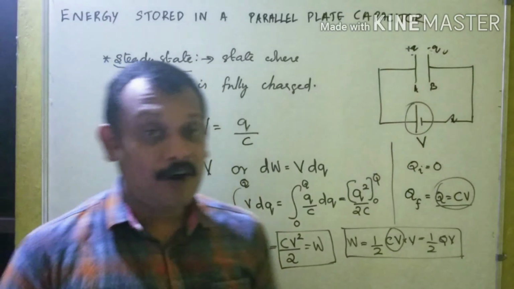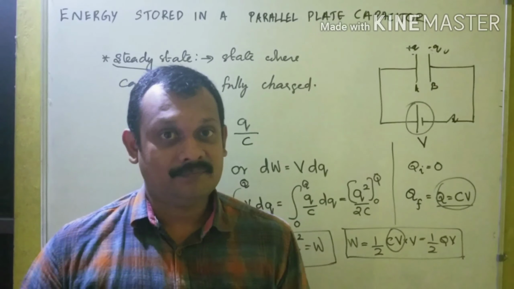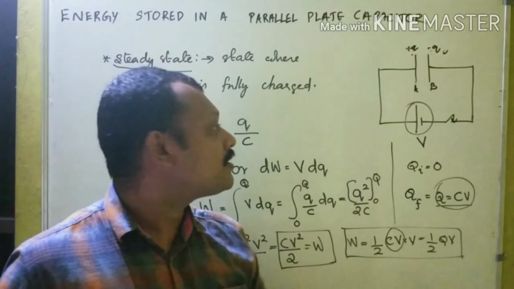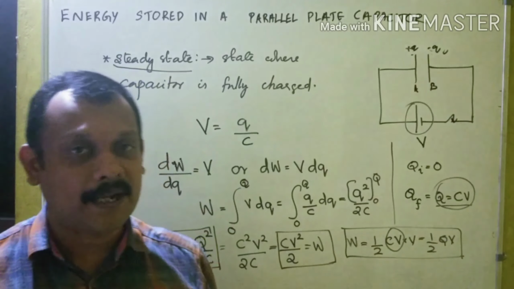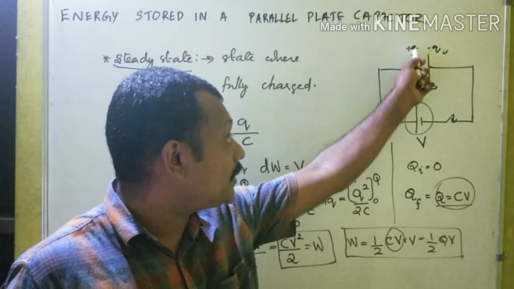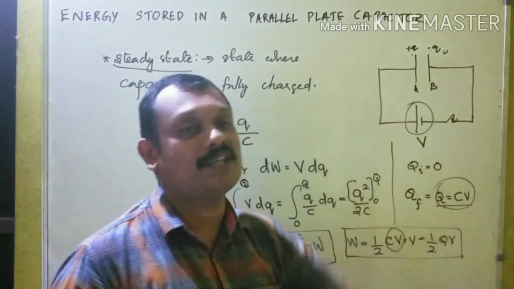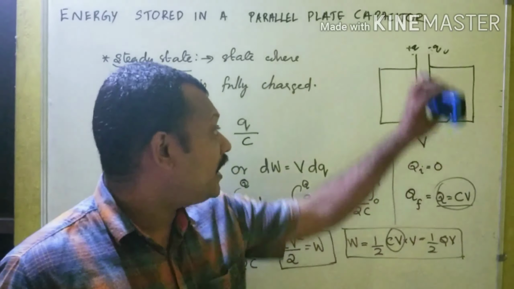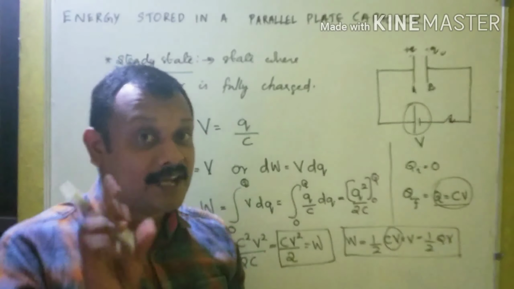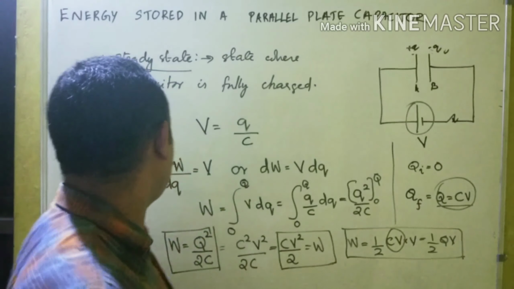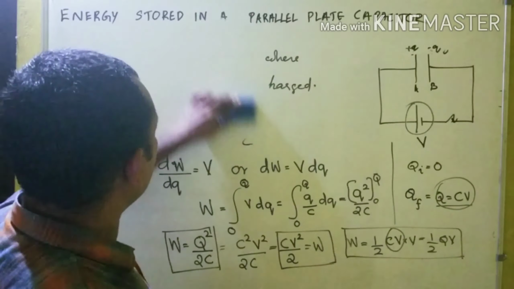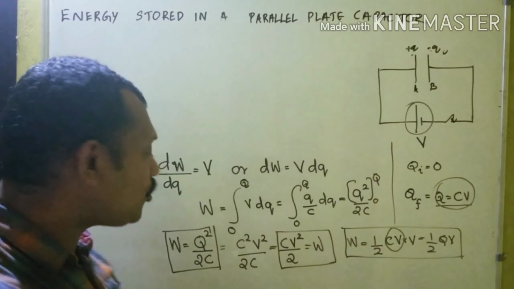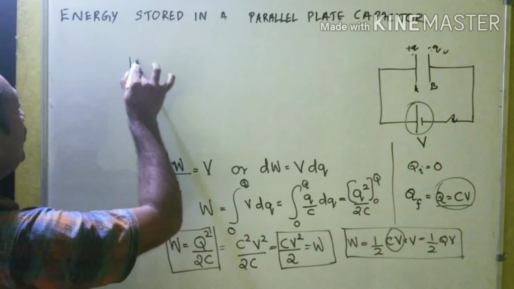Now the next question, what will happen to this work done? This is the work done to orient plus Q on this plate and minus Q on the other plate. This work done by the external agency will appear as the energy of the orientation, that is called a potential energy. This work done by the external agency will be stored as electrostatic potential energy.